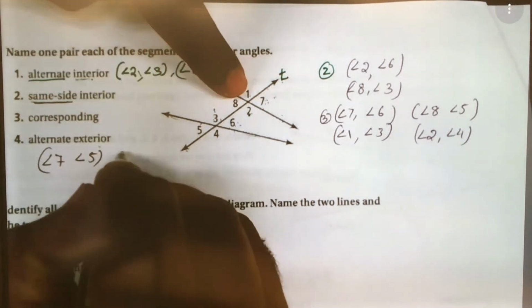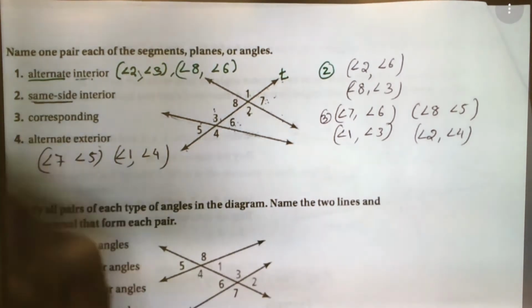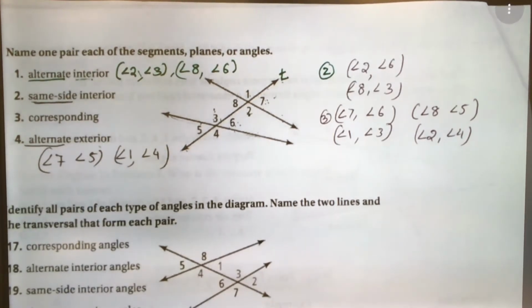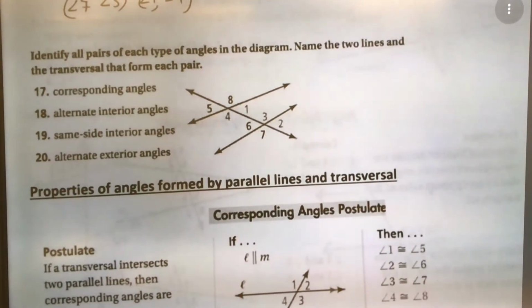The other one is angle 1 and angle 4. So remember that the first word of the name is based on the transversal, and the second word of the name is based on the other 2 lines which the transversal is cutting or intersecting. So we have the next set of questions here. Take a moment, and I hope you can do it and then come back.